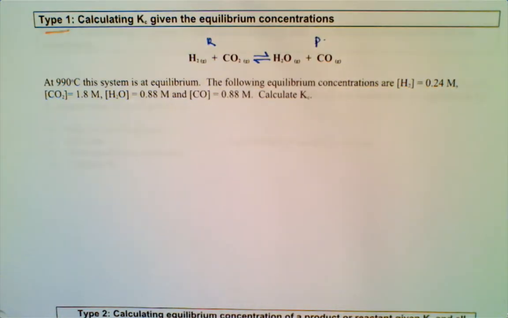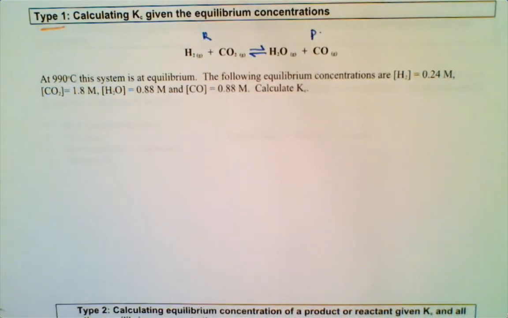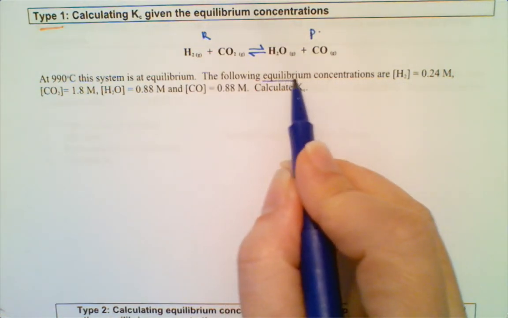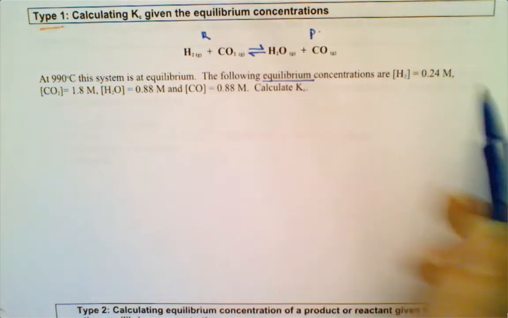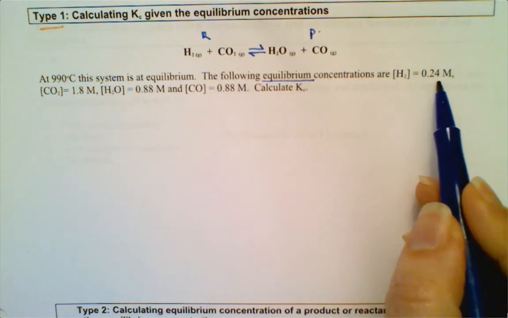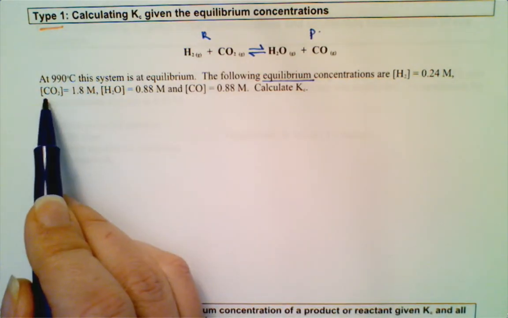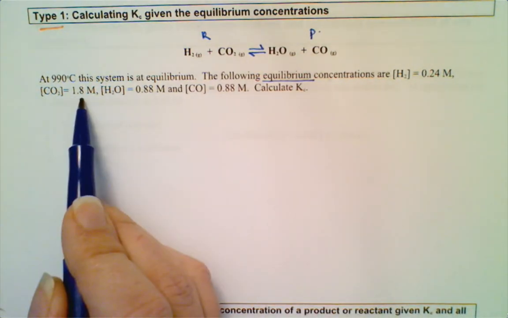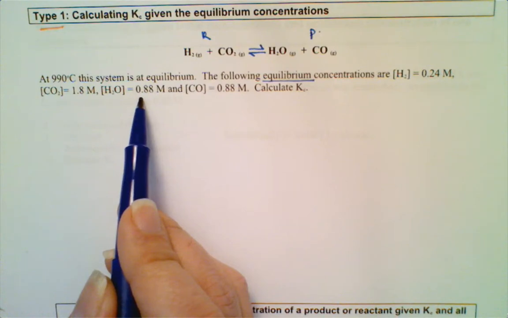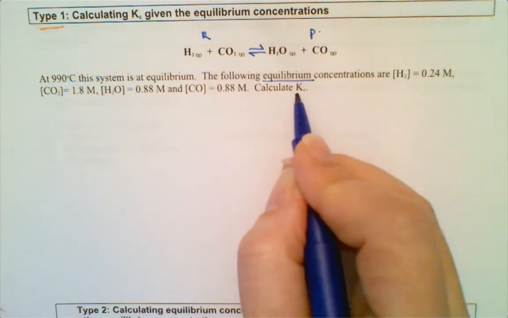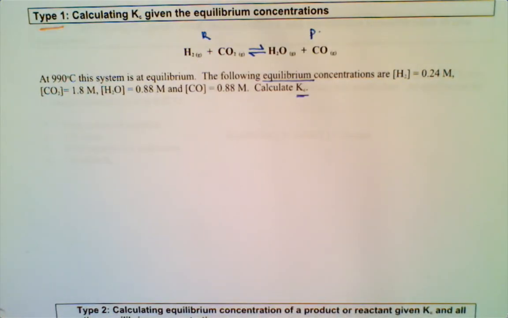Okay, so they're telling us at this temperature, you are given the following concentrations at equilibrium. So at equilibrium, the concentrations are found to be 0.24 moles per liter. Remember, the capital M is just short form for moles per liter. And we have the same given for CO2, 1.8. Water is 0.88, and same with carbon monoxide. They want you to calculate the equilibrium constant.